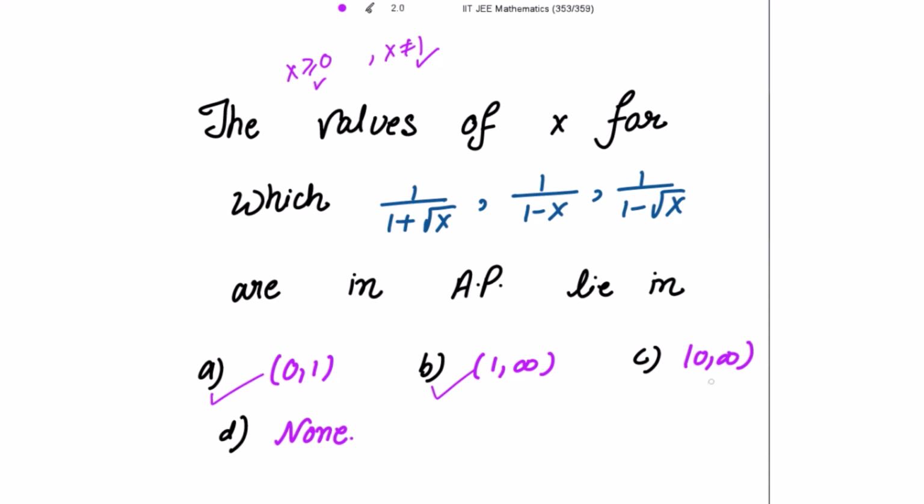In the third option, we are having the open interval from 0 to infinity. That means this interval is including 1, right? But x should not take the value 1, right? So this option is not correct. And this option is also not correct. So only A and B options are correct. So answer, option A and option B are correct.